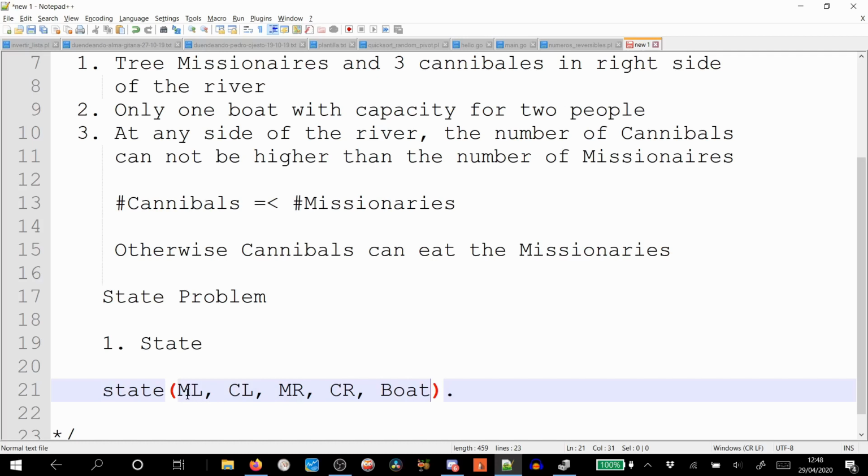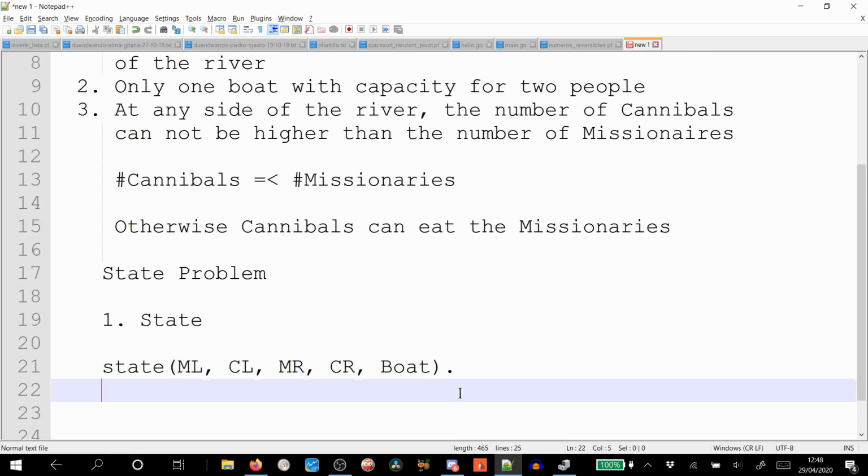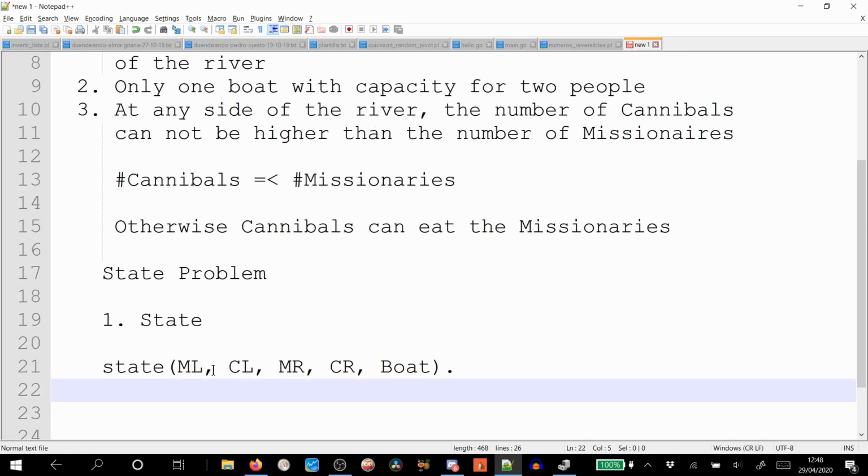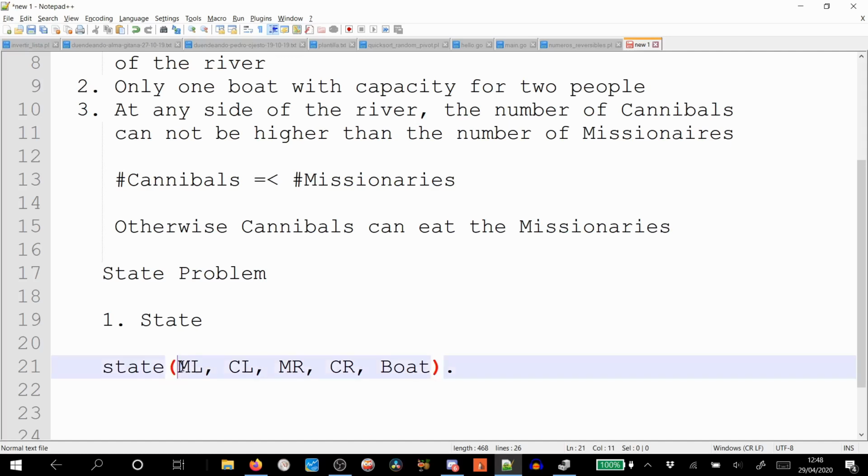The number of missionaries in the left, cannibals in the left, missionaries in the right, cannibals in the right, and the boat. Where is the boat? On the left side of the river or the right side? Okay, that will be an approach. But we can realize we can obtain the number in the left, for example, if I know the number in the right.